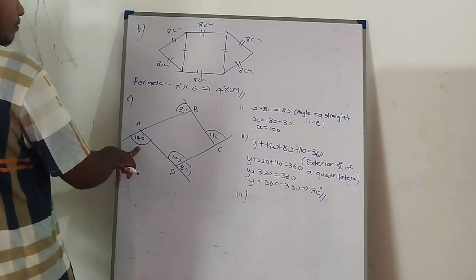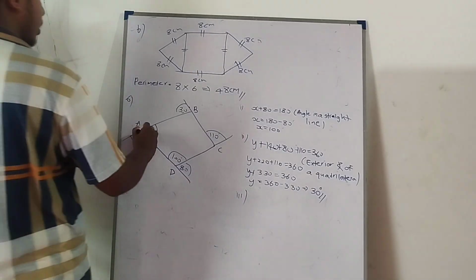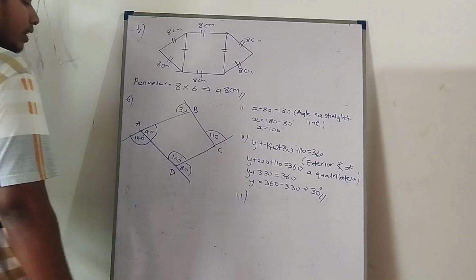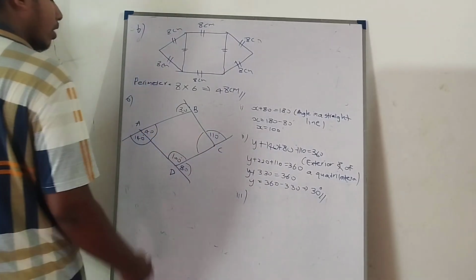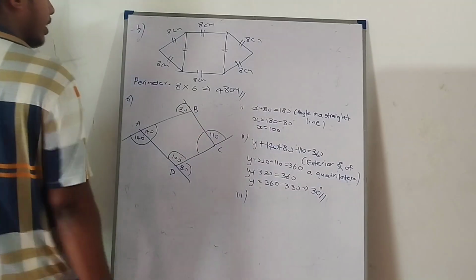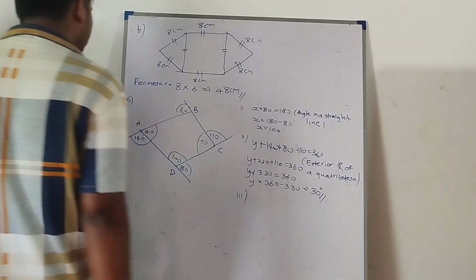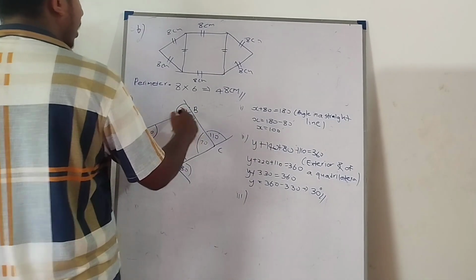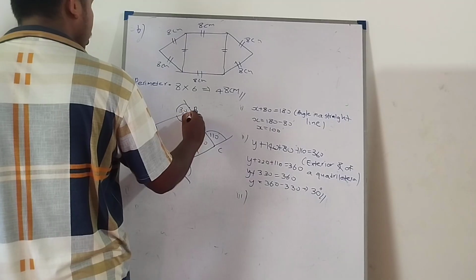So here, students, 140 is there. How to find this angle? From 180, if you subtract 140, you'll get the answer 40 degrees. Why? The angle in a straight line. This is 110, students. You need to find this angle. This is also angle in a straight line. From 180, you subtract 110, the answer is 70 degrees. So this is 30 degrees, students. If you subtract 180 minus 30, you get the answer 150 degrees.